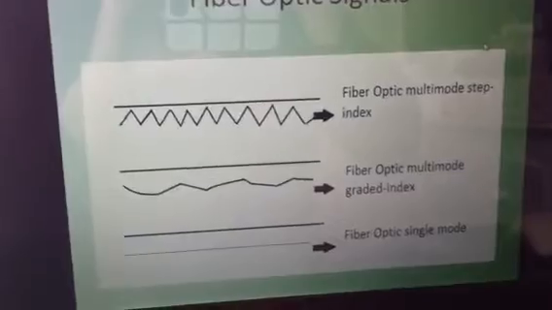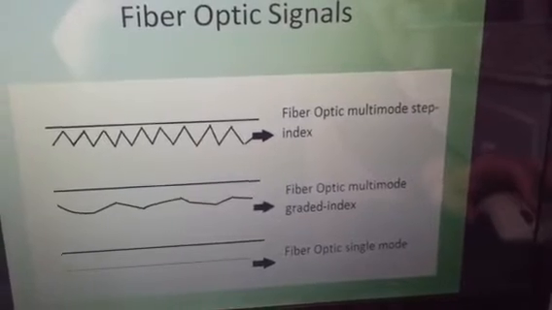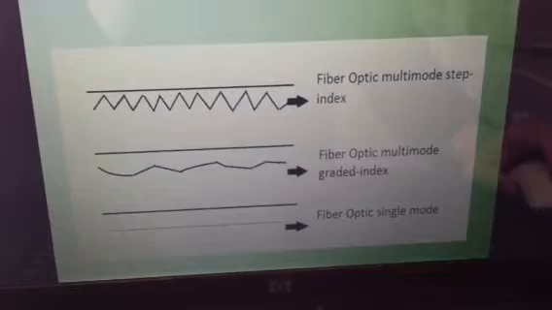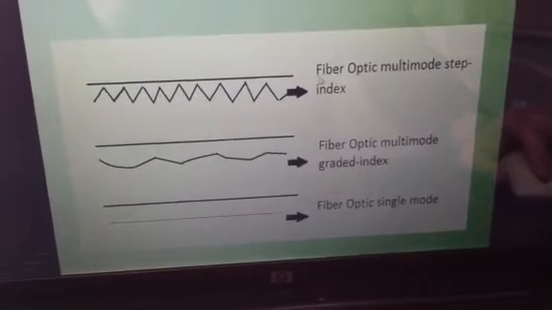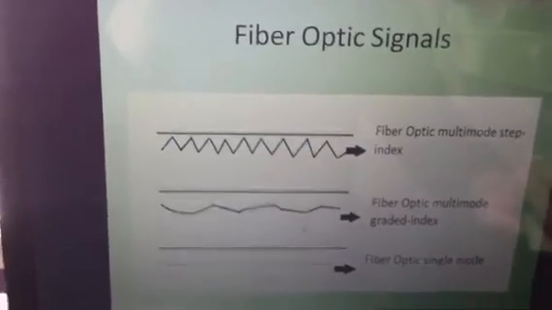Here are some fiber optic signals I made for the multi-mode. This is a step index and a graded index for the multi-mode, and then what the single mode looks like. These are the signals that go through the lines.